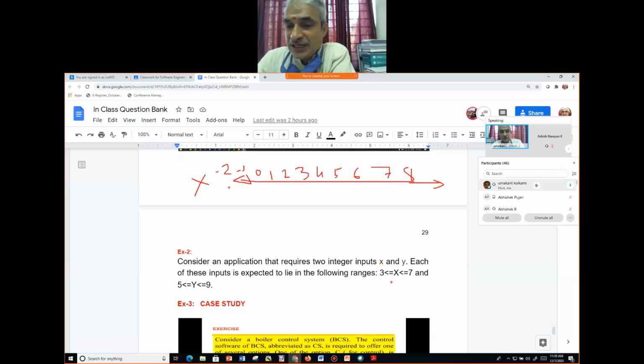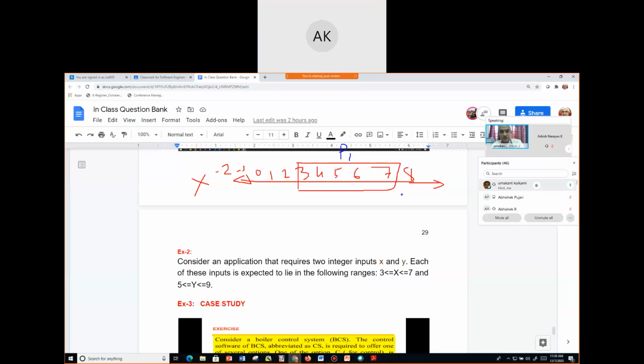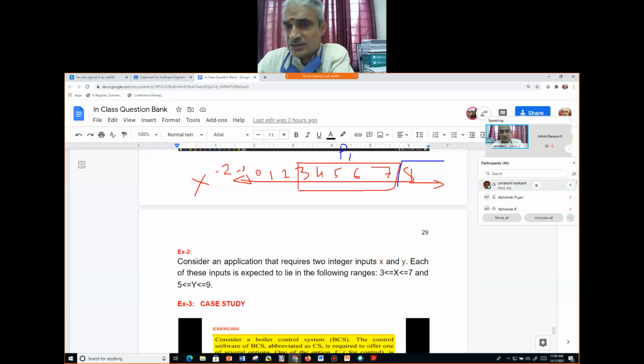Now look at 3 less than or equal to x, and x less than or equal to 7. That is 3 to 7. This is one partition, a valid partition. Do you agree? All of you, do you agree? Partition P1. Do you agree, Ashish and Arpita? Yes, sir. Then another partition is anything that goes beyond this. This is partition P2.